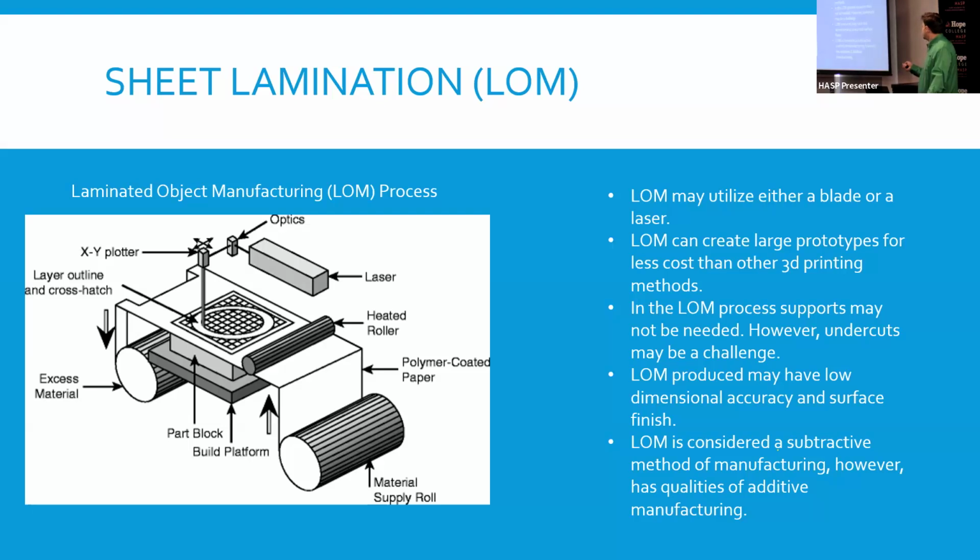In an LOM process supports may not be needed, however, undercuts may be a challenge, since you're cutting it out of this block. If you have something with a ledge on it that's an undercut and you try to pull it away from the part, you might have trouble doing that because it's not like a support material that you can break away. The actual paper itself feels like wood when it's all dried.